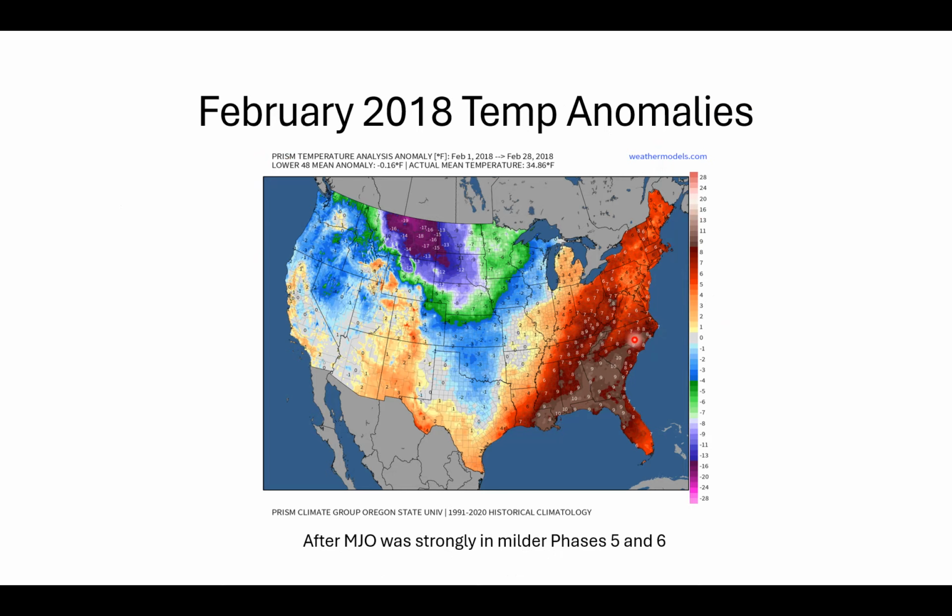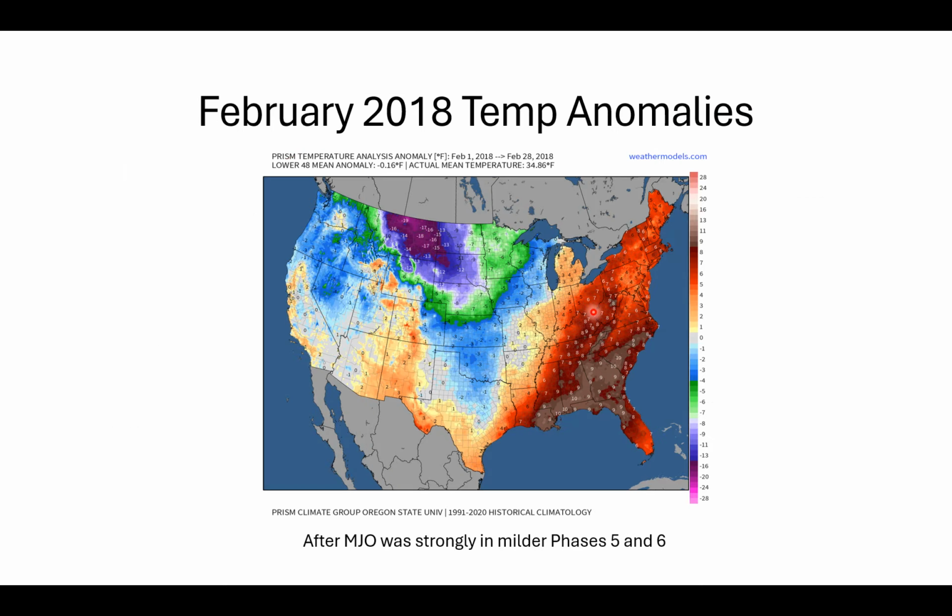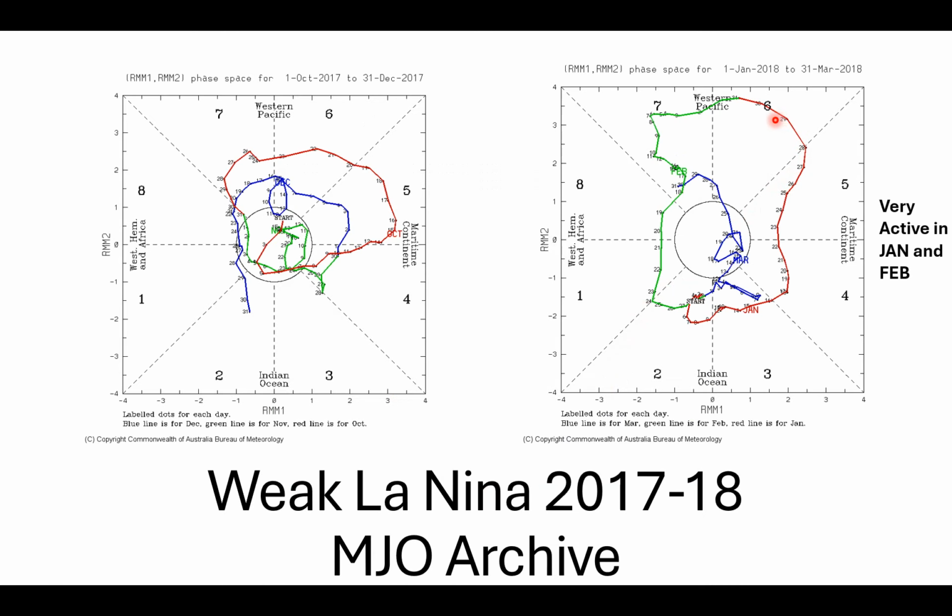And then let's examine the temperatures. I decided to throw in these temp anomalies just to kind of show you the impacts potentially of the MJO. All right, so this is in a weak La Nina winter of 17-18. Again, remember it was stronger in the warm phases in January, and then it went into some colder phases, 8 and 1, and even into 2 middle to late February. So let's examine this. This was February 2018 temp anomalies. These temp anomalies occurred after the MJO was strongly in the milder phases 5 and 6 out here. Okay, this red line here. This is January.